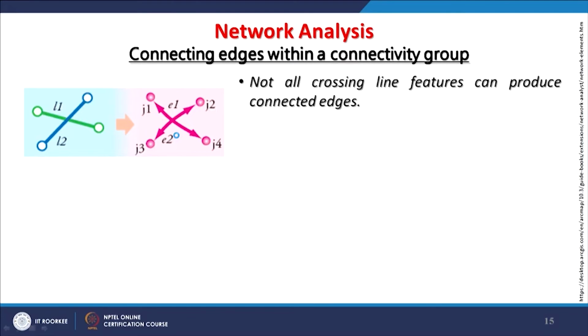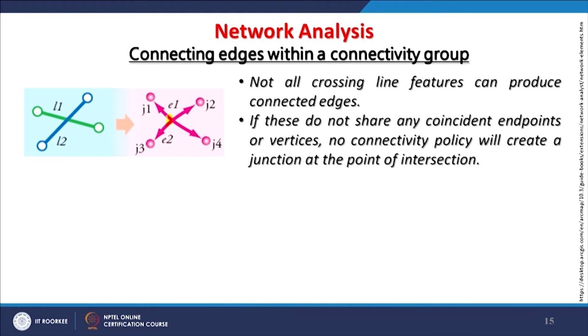As you know, not all crossing line features produce connected edges. That means there may not be a junction in all the cases. And if they do not share any coincident endpoints or vertices, no connectivity policy will create a junction at that point. So, it depends on how your network is. If a junction is required, it can be created; if not, that also can be avoided.